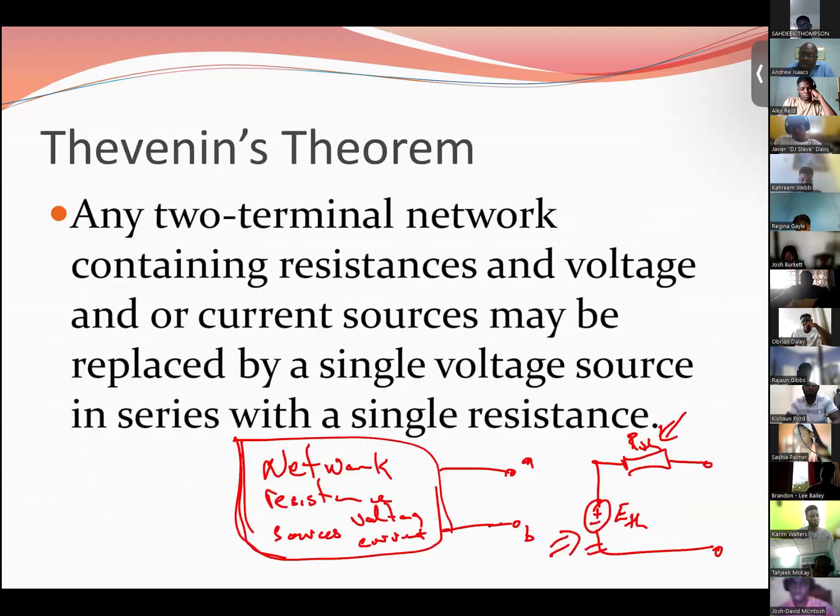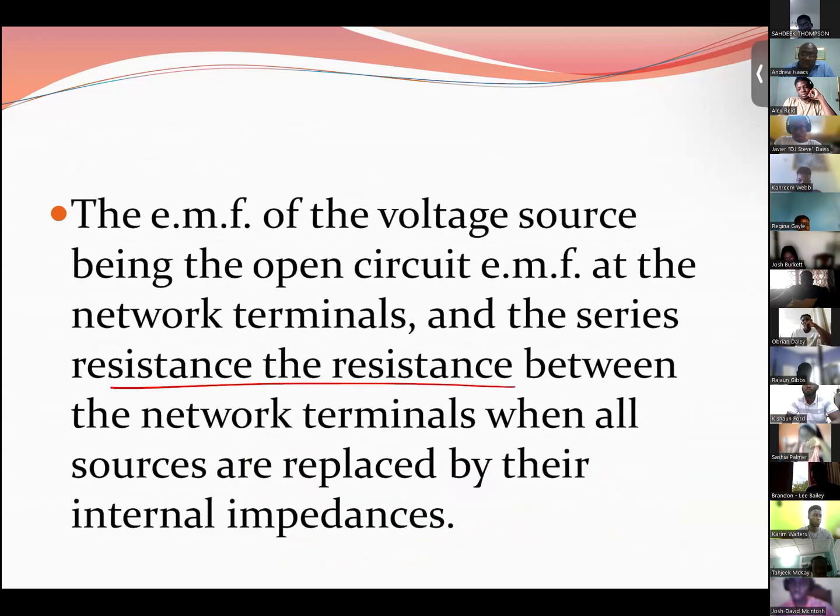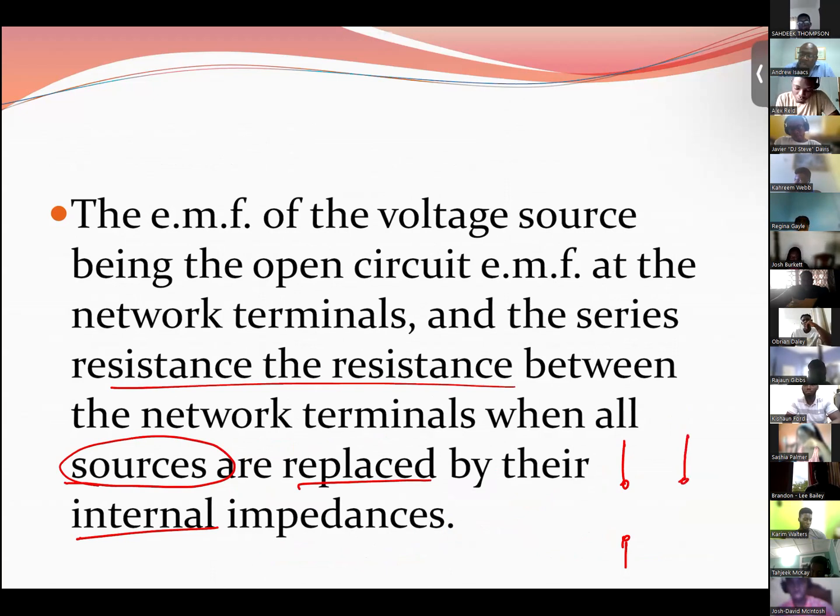So again, if I look into these terminals, I can find R Thevenin, but I will look into those terminals under one condition, and that is the sources that are in the network are replaced by their internal impedances. So if we have a current source with an internal impedance of infinity, replace it with an open circuit. If I have a voltage source, which has an impedance of 0, I replace it with a short circuit. All right? So that is the sum total of the theorem.